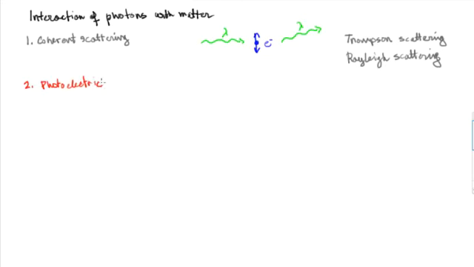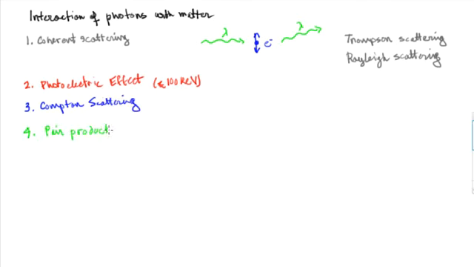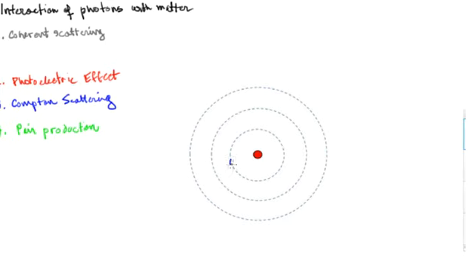So second is the photoelectric effect. That happens more prominently at lower energies, diagnostic energy. Compton scattering, higher energy, and pair production at even higher energy. We're going to study all three of these in detail. So let's start with the photoelectric effect.